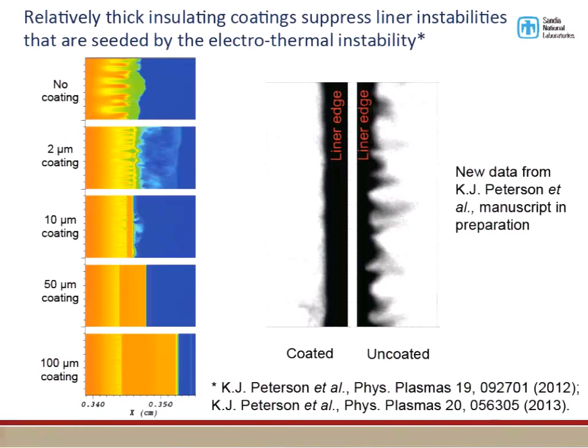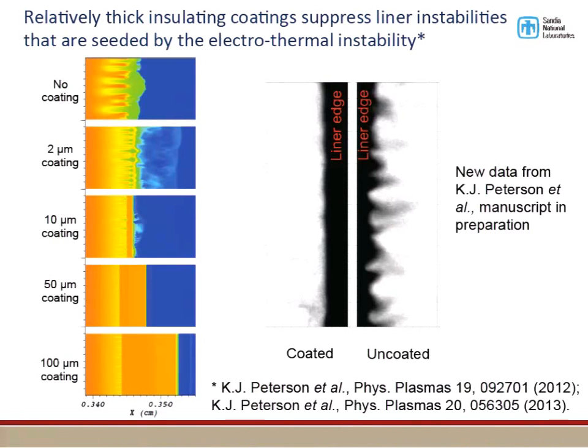What Kyle found through simulations was that if you put a dielectric coating on the outside of this conducting liner, it would tamp the growth of the electrothermal instability. So here's a case with no coating. You can see this instability structure growing very significantly. And then with a dielectric applied, it's tamped severely.